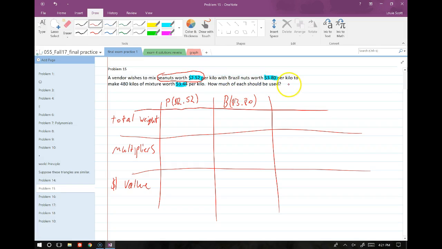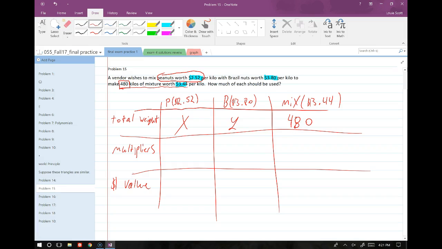And then it says they want 480 kilos of a mixture worth $3.44 per kilo. So I have the mix at $3.44. I'm going to say the total weight of the peanuts in kilos is going to be x. Total weight of the Brazil nuts will be y. And they told me how many kilos they wanted me to make, 480. So that goes up here in the total weight column.